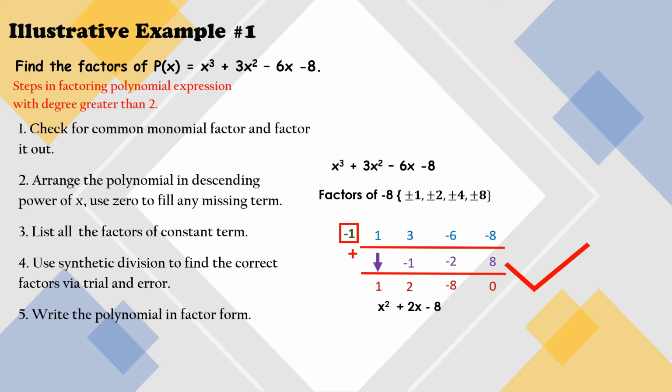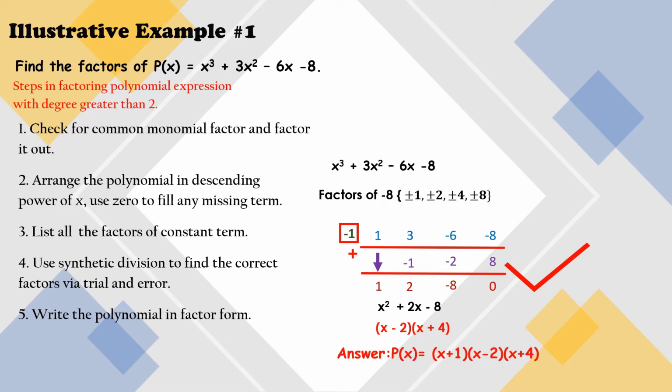So we will have two binomials, so the first term will be from the factors of x squared, and the second term will be from the factors of negative 8, that when you add, we will have 2. So we will have here x minus 2 times x plus 4. Then after this, we're going to proceed now with step 5. So we write the polynomial in factor form.